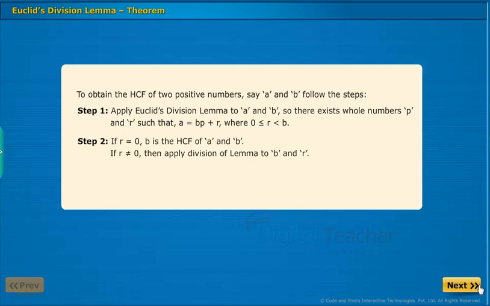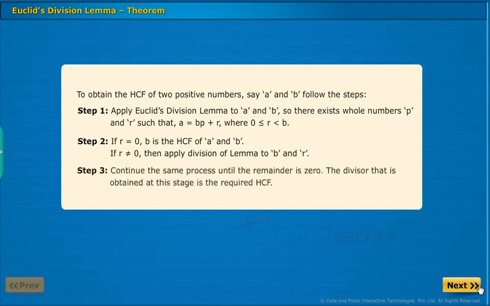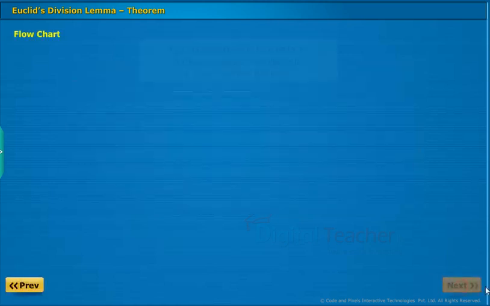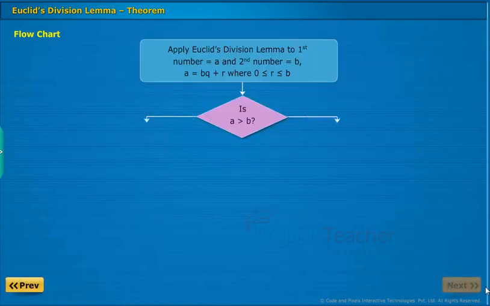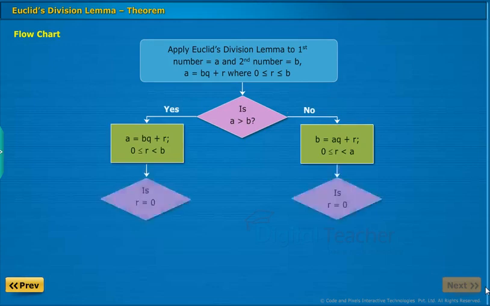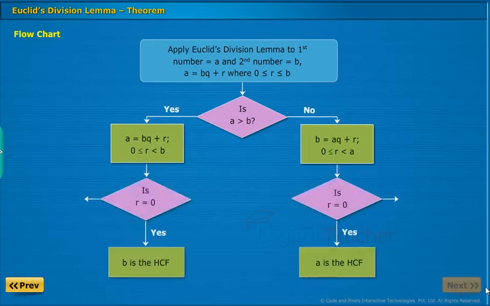If r is not equal to 0, then apply the division lemma to b and r. Step 3: Continue the same process until the remainder is 0. The divisor that is obtained at this stage is the required HCF. Flowchart: here, let us know sequentially in the flowchart the steps to find the HCF.